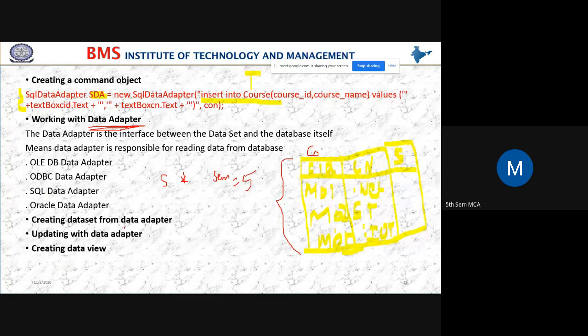Now creating a data set from a data adapter. Here, when I insert data, it will be stored in the form of a table. And see here, this is the heading of the table, that is CID, CNAME, and semester. From here I am entering the data. Correct, no, students? I can say table of 0, table of 1, table of 2, table of 3. Like this, the data will be inserted into the database.